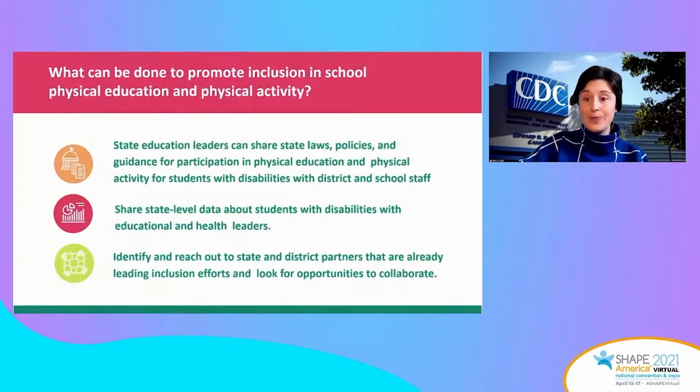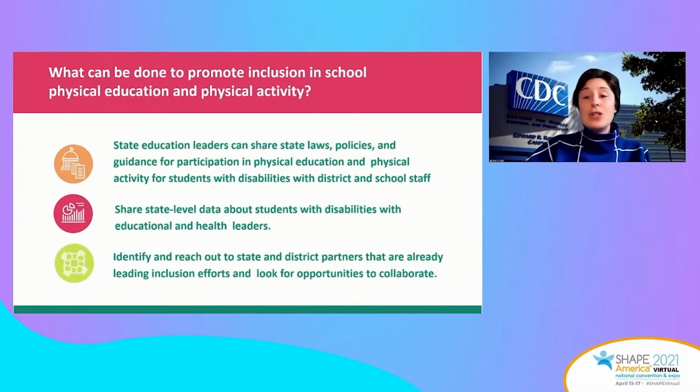At the district level, expectations for inclusion might be found in the local wellness policy, examples of model wellness policies for inclusion. So what can be done to further promote inclusion? Here we list 6 actions on 2 slides that state leaders can take to promote inclusion in physical education and physical activity at the district and school levels. First, share any state laws, policies, and guidance with district and school staff. This includes policy language around inclusive physical education, adapted physical education, professional development for administrators and staff about building a culture of inclusion, and certification of staff working with students with disabilities.